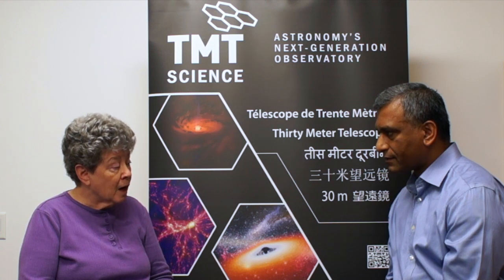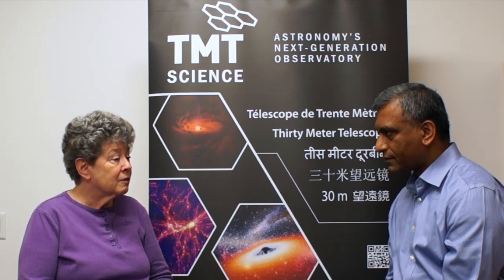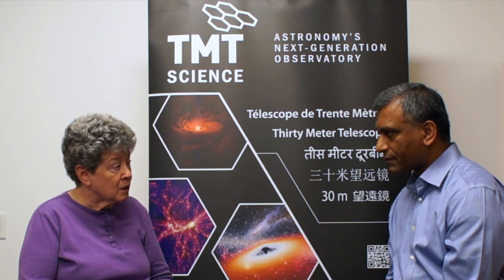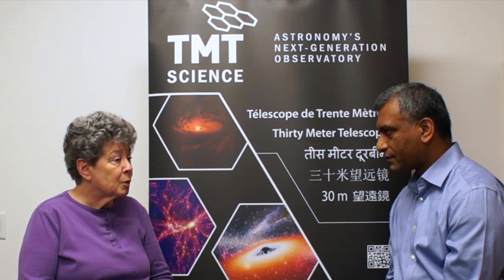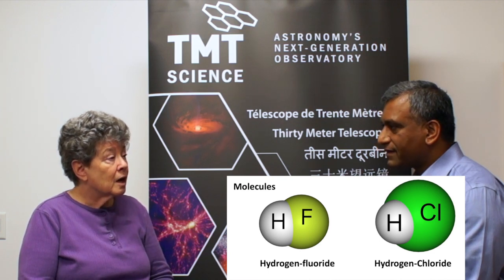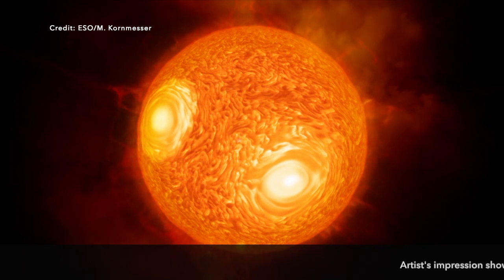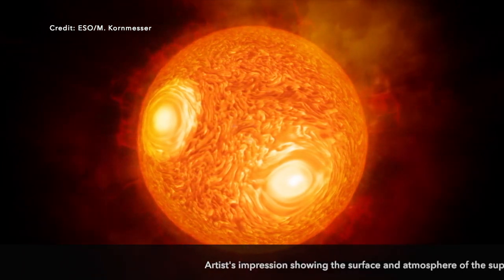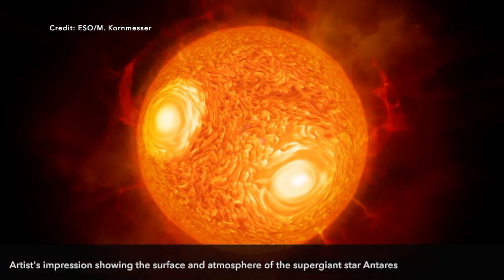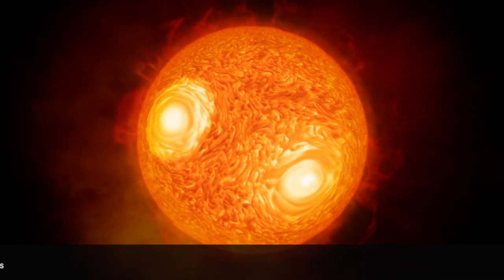I work both in the optical part of the spectrum and in the infrared. We're finding a lot of interest right now in the infrared spectroscopy because it gives us access to elements that we cannot observe from the optical spectrum. For example, we're working on hydrogen fluoride, hydrogen chloride, both pretty scary molecules, but they form in the atmospheres of stars. And by studying the strengths of the features of those molecules, we can learn about the origin of chlorine and fluorine in the universe.